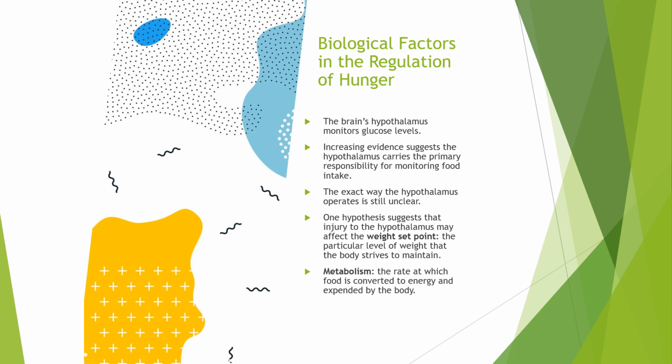We also have what is called our metabolism. Metabolism is the rate at which your food that you ate is converted to energy and expended in the body. So you can do things to increase your metabolism. You can also do things to decrease your metabolism. But metabolism is really important because it's going to determine how fast your food that you just ate is converted into energy.